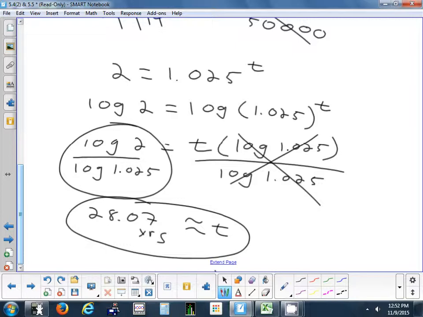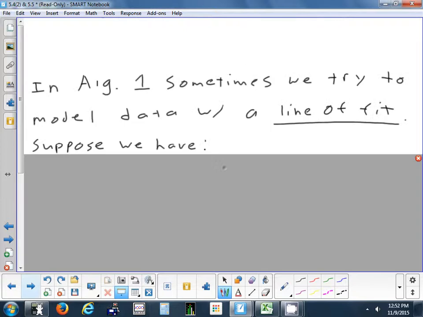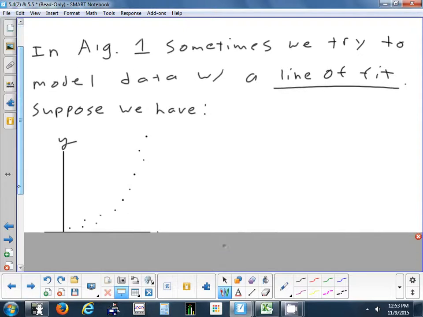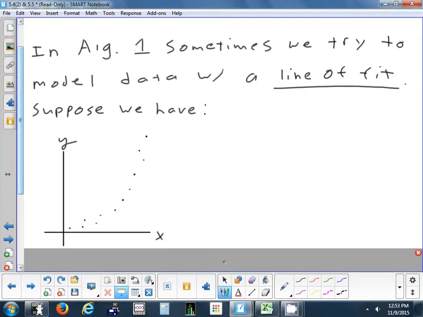Questions on that? Okay. So last thing in 5.4 part 2. Okay. Does anybody remember doing that in Algebra 1? Like you got a set of data and you draw a line to it? Called a line of best fit or line of fit. Well, how come a line of fit wouldn't be appropriate for this data? I mean, you could, but it's certainly not the best for some reason.